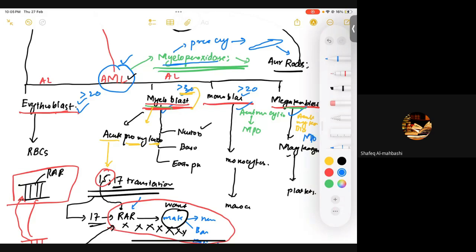Why? The idea is really simple. Can immature monoblasts kill your bacteria? No. If it cannot kill your bacteria, it won't be having MPO. That's so simple. And the megakaryocyte, which is going to lead to formation of platelets, has nothing to do with MPO because platelets do not fight off your bacteria. So again, it won't be having MPO. Is that clear?